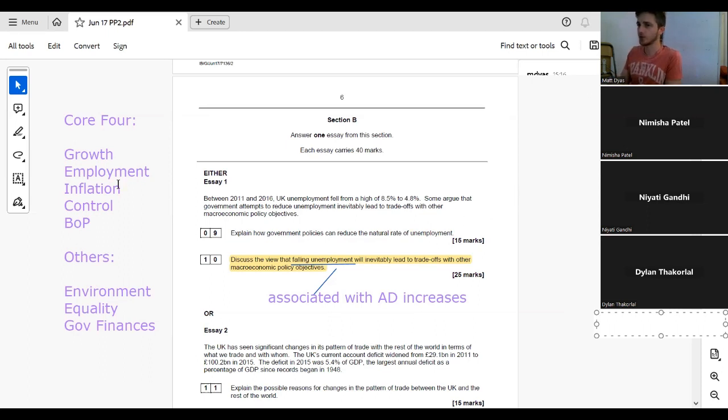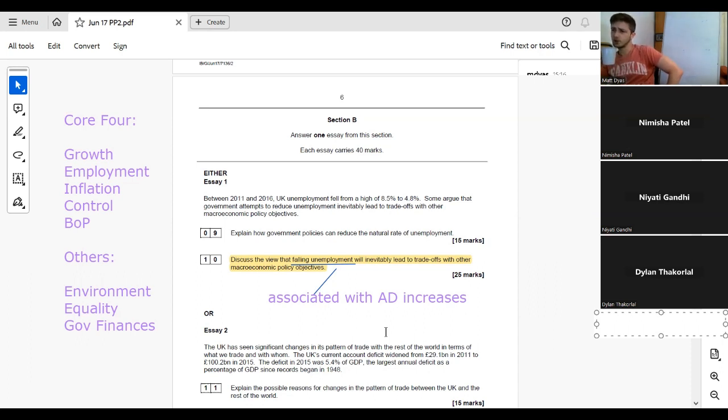Okay, so you've got 6 things you could link it to here. If employment rises because AD increases, what might get worse? What other objectives might get worse? And I think there's a good 3, maybe 4 choices. Okay, I'll wait. So what might get worse? What objective might get worse?